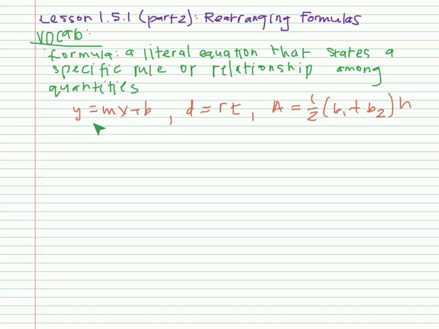So this first formula is used for linear equations or straight lines. This second formula here is distance equals rate times time. So the distance will always come by multiplying rate and time together. And this last formula is the area of a trapezoid, which if you follow this part every single time, if you follow the rule, it will give you the area.